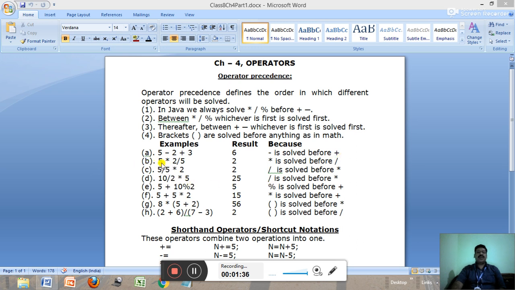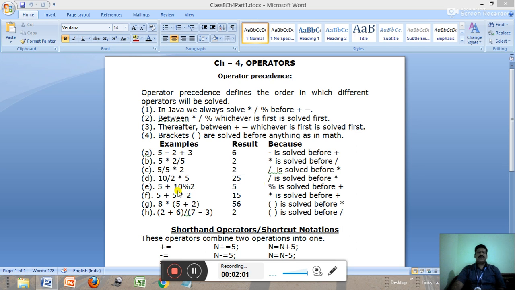Second, B, 5 into 2 by 5. So see, asterisk and slash both got same priority, but which is coming first? First comes the asterisk. So 5 into 2 will be done. The 5 into 2, 10. The 10 divided by 5 comes 2. Alright? So 2 is the answer. Asterisk is solved before slash.